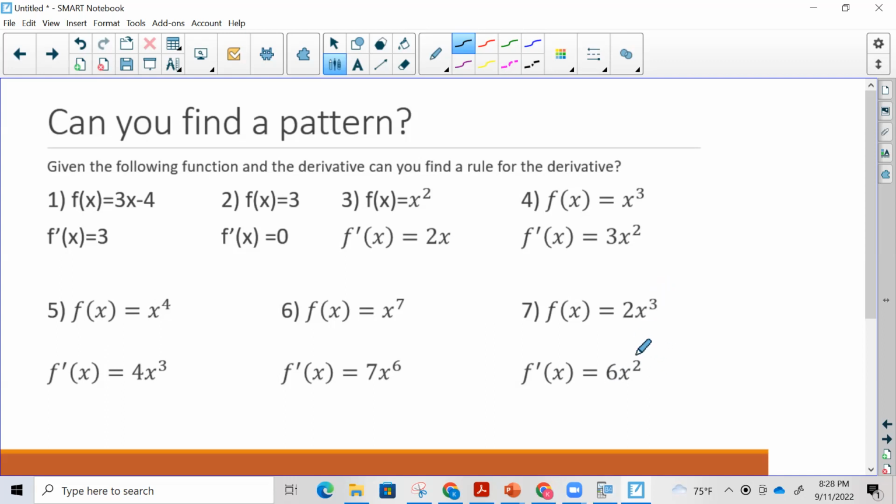So if you pause the video for a minute and see if you can figure out a rule from this, if I have this polynomial function, how I find the derivative.